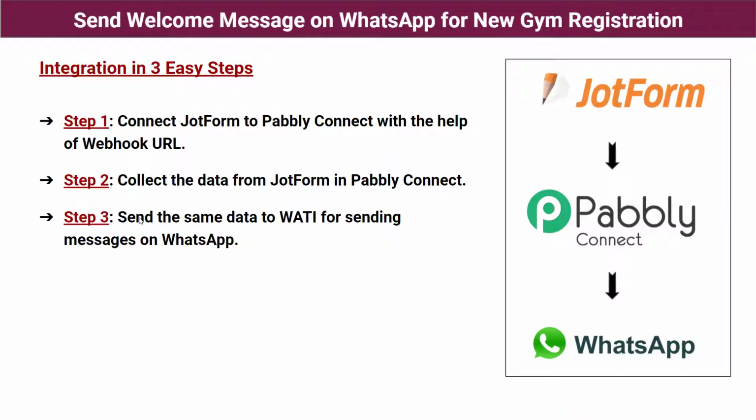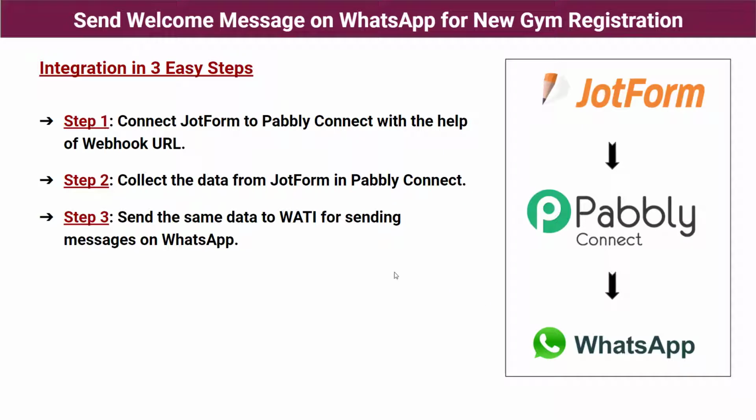Now the third step here is send the same data to 𝗏𝗏 for sending messages on WhatsApp. What we have to do in the third step is the data which is collected into Pabbly Connect from JotForm, we have to transfer the same data into 𝗏𝗏 so that we can start sending messages on WhatsApp.